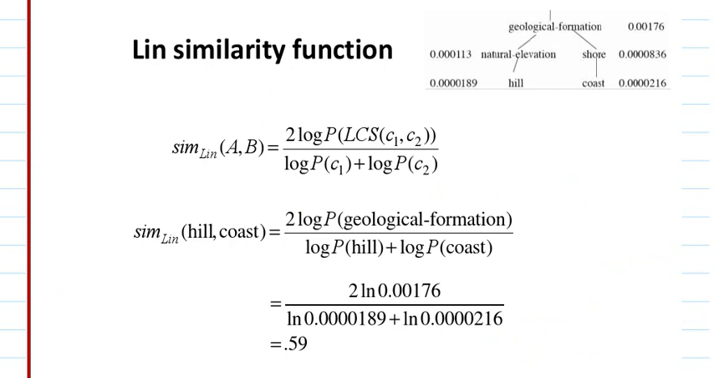Okay, so we see here as an example the similarity between hill and coast is 2 log P of geological formation, that is the longest common subsumer of hill and coast, right? And then we have the log probability of hill and the log probability of coast. So we use all these three in order to calculate the similarity, that is 0.59.